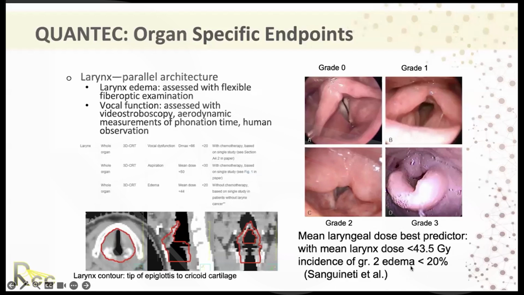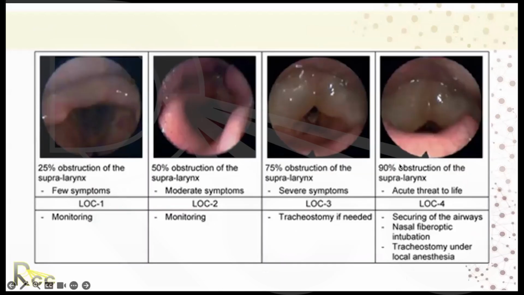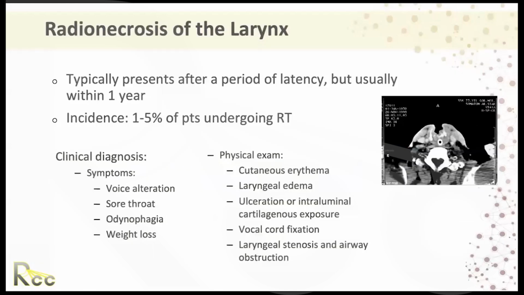But if you can spare the larynx to about 40 gray or less, you can really decrease that risk for most patients. This is just showing you some pictures. When patients get to grade 4 edema, where there's significant obstruction, you really do have to think of putting in a tracheostomy to maintain an airway. Head and neck surgeons are very mindful of this, and if you have the opportunity to scope your patients, it's something you should be mindful of.